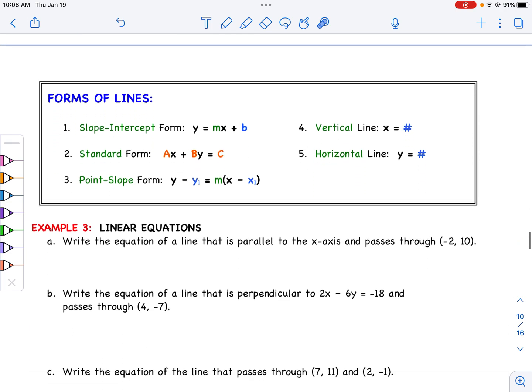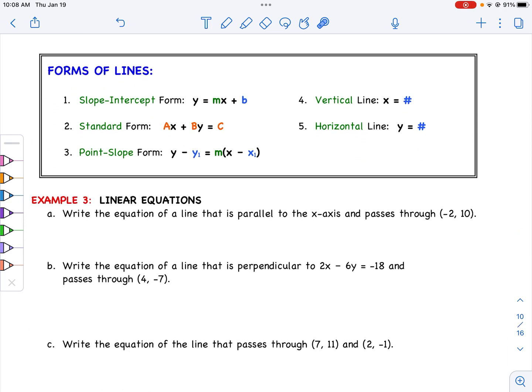Next on our notes is talking about forms of lines. So we have 3 types: slope-intercept, standard, and point slope. And then you want to know that for vertical lines, we really just care about the x value. What I mean by that is a vertical line just has the same x value. So whenever you have a vertical line, your equation is just x equals whatever that x value is. A horizontal line will just be the y value because they have the y value in common.